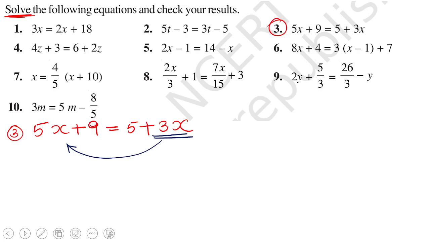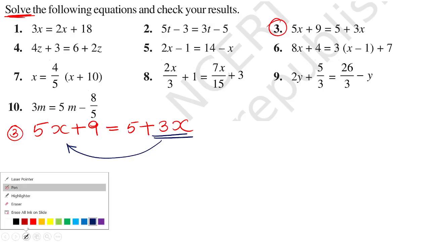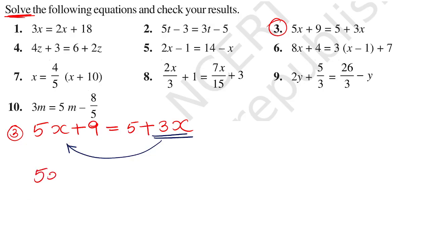Same principle. Listen carefully. This plus 3x taken to the left side becomes minus 3x. So the left side will have 5x, which is already there. What happens to this plus 3x? If I transfer plus 3x to the left side, it becomes minus 3x.